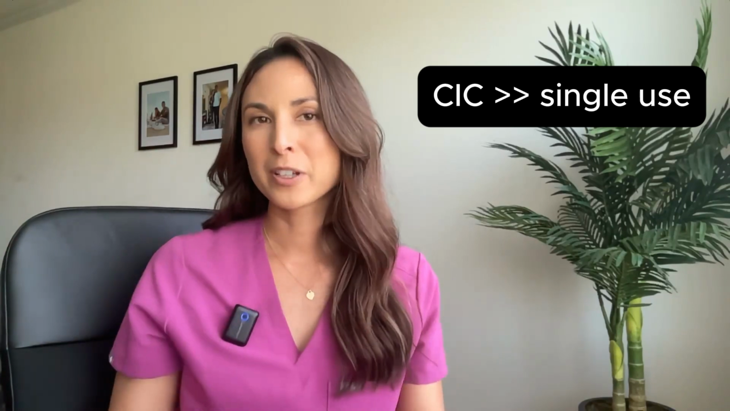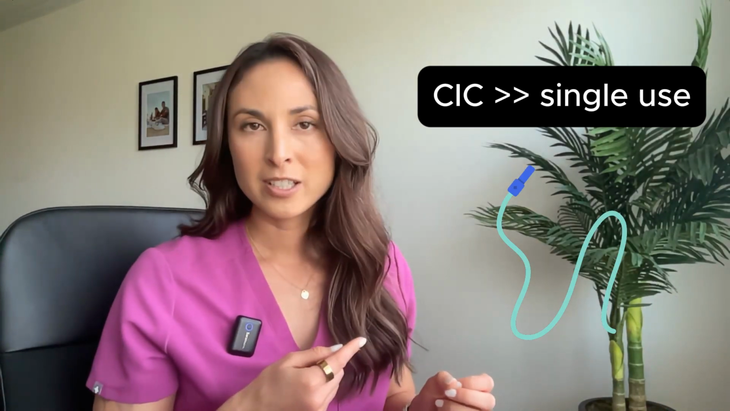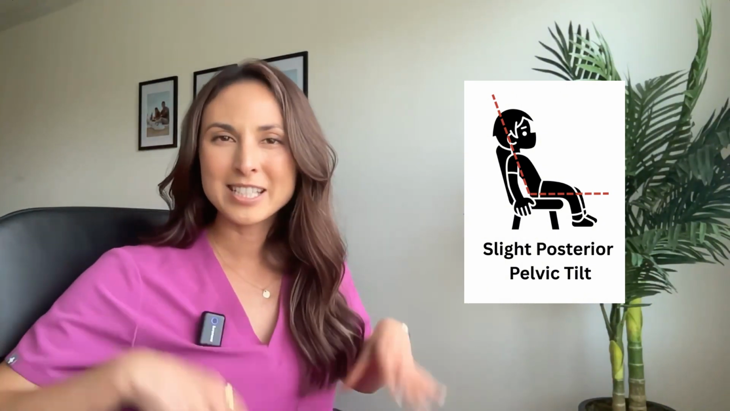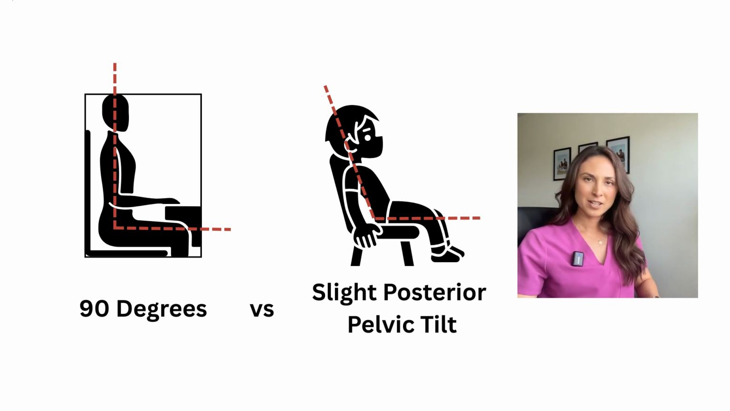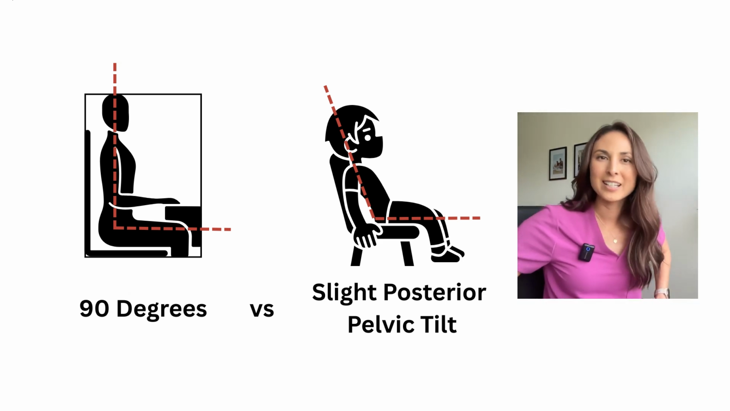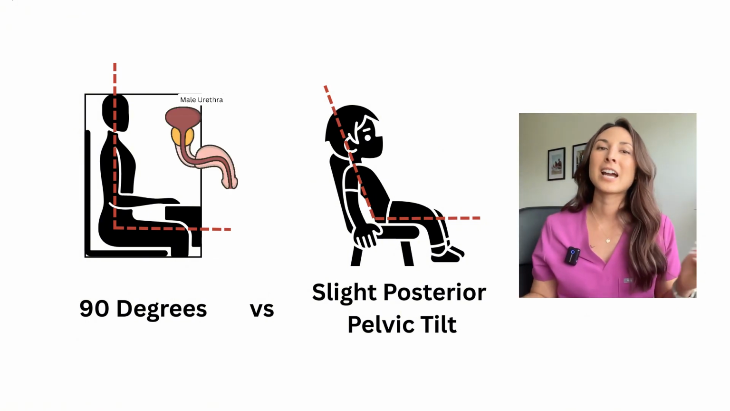For those not familiar with CIC methods, this involves a single-use catheter that is inserted for bladder drainage, then immediately removed when complete. Also, if you can do this in a seated position with a slight posterior pelvic tilt, you can take advantage of gravity and promote catheter access up the urethra into the bladder. And that's an emphasis on the slight posterior pelvic tilt. This may be more obvious for urethral access in females, but for males, sitting straight can create a 90-degree turn in the urethra, making it harder to feed a catheter into the bladder.